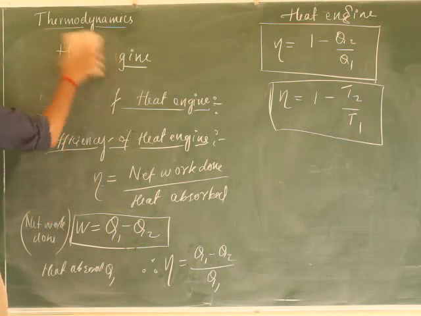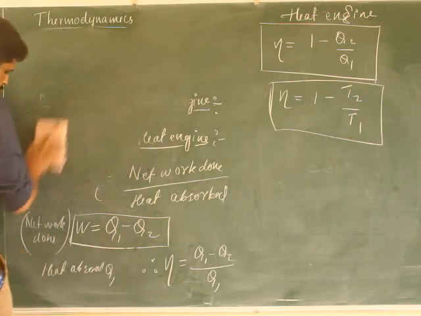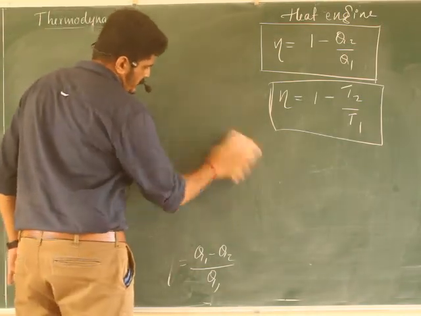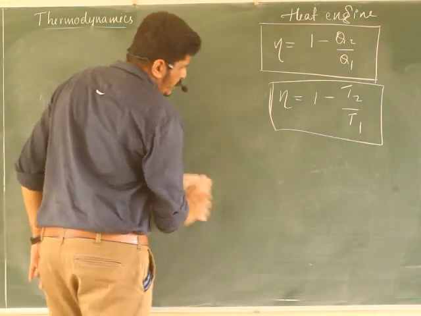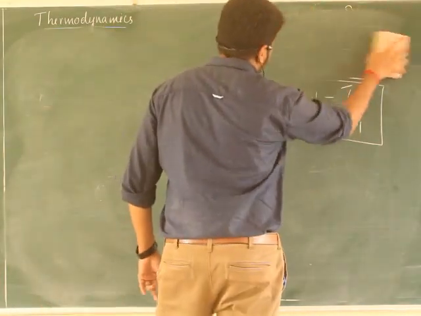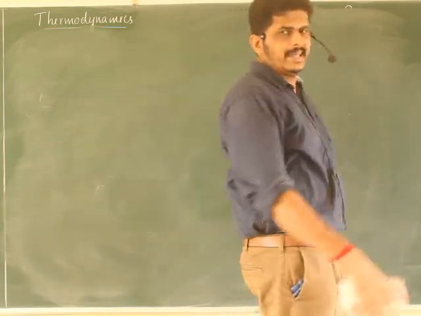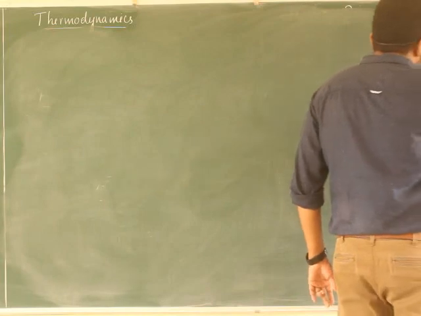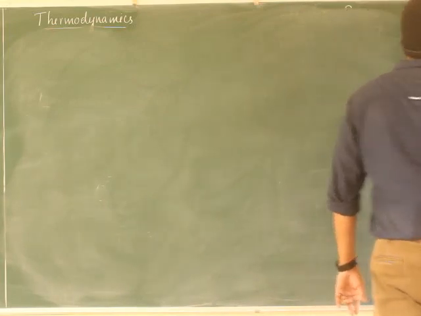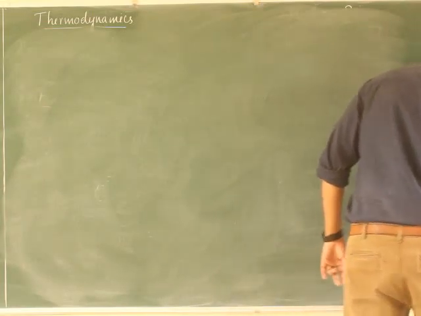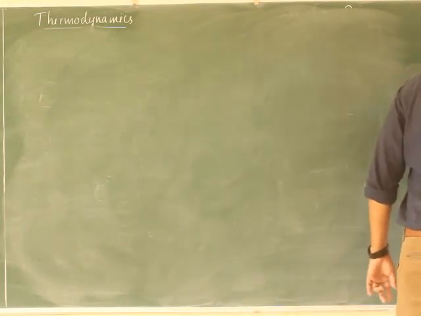Let me erase this then. Now the last two topics are remaining. One of them is an important 5 marks topic: explaining one particular engine called Carnot's engine. And at the end we have refrigeration. You know the refrigerator, right? That principle we are going to learn, so you will come to know how the refrigerator at home works.